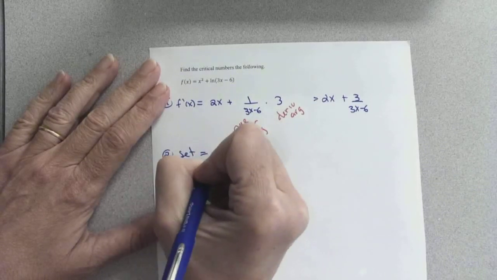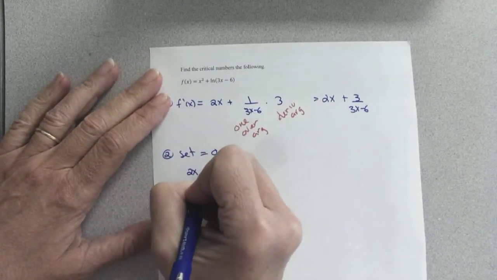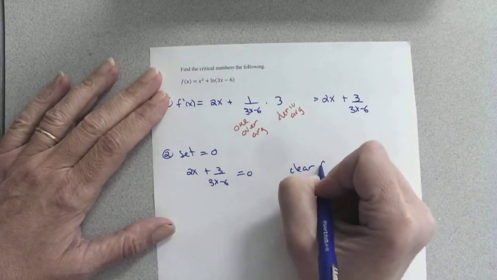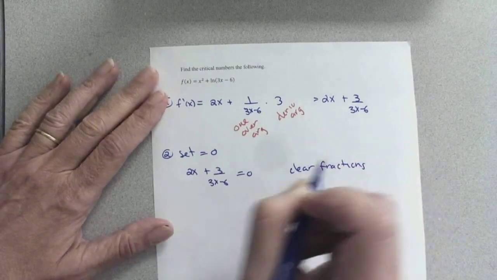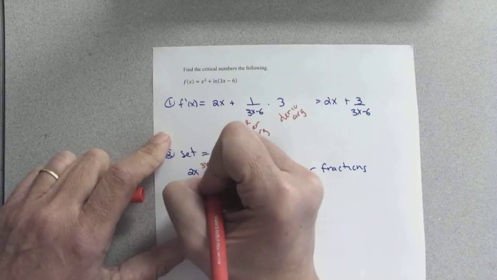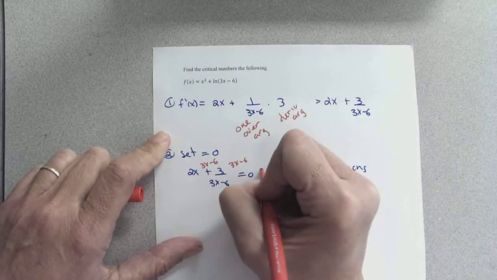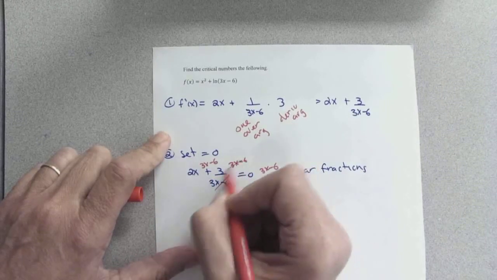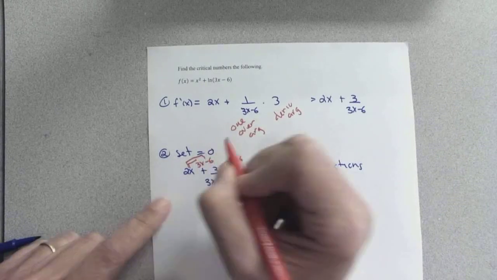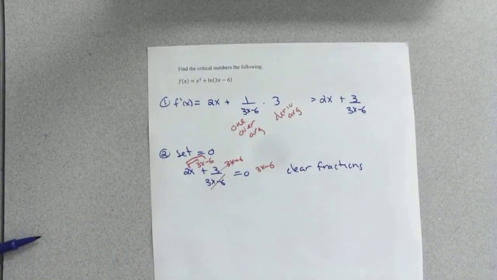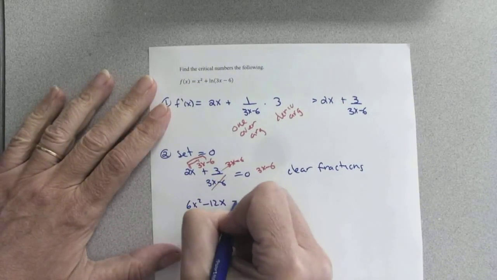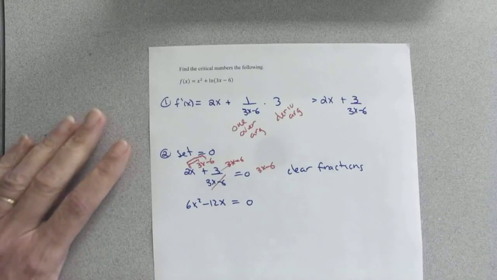Set equal to 0. So 2x plus 3 over 3x minus 6 equals 0. Clear the fractions. So multiply by 3x minus 6 on each term. On this first one, I'm going to distribute. So I'm going to get 6x squared minus 12x equals 0.